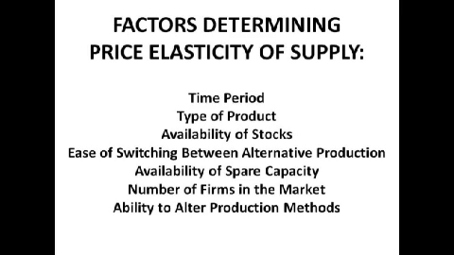And finally, the ability to alter the production method. If you can alter the production method, you can have greater elasticity of supply. For example, if you're producing 20 magazines an hour and you can very easily increase it to 30 magazines an hour, it's much more elastic than if you can only increase it to, say, 21 magazines an hour. That's quite inelastic, because you only increase it a small amount to respond to your change in price.